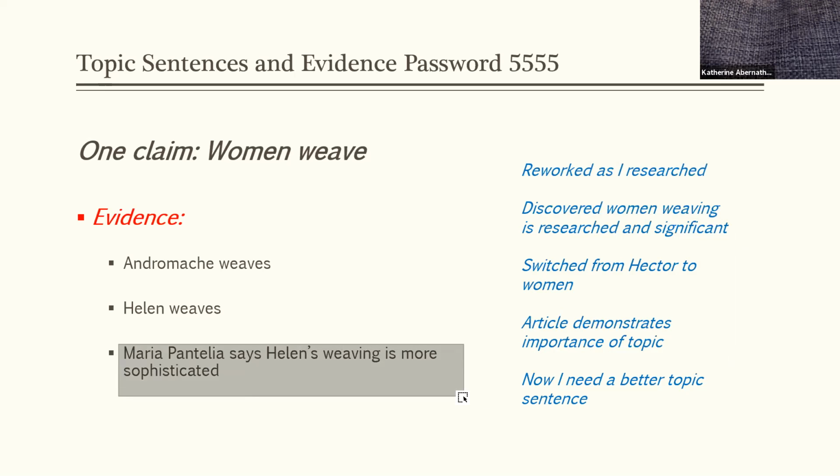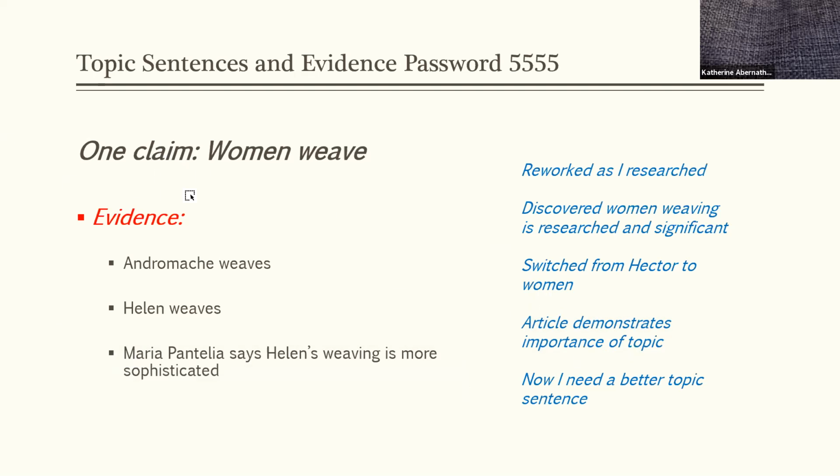Ta-da! There it is. Maria Pantalea says that Helen's weaving is more sophisticated than that of Andromache. And I thought, this is really interesting. Not only do both of them weave, and this shows up within the epic, we see a passage where Helen weaves and where Andromache weaves. It's not insignificant because Homer goes to the trouble of making Helen's weaving more sophisticated. When I saw that, I realized that the article demonstrates the importance of the topic, and so I had to come up with something other than a paper about Hector.